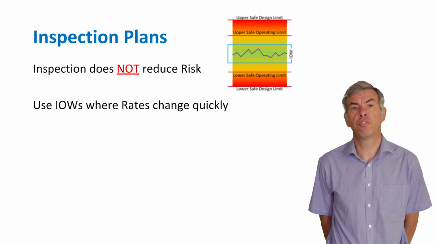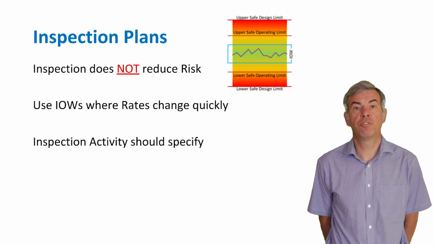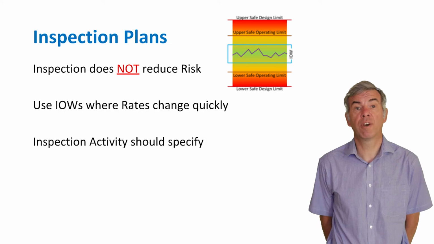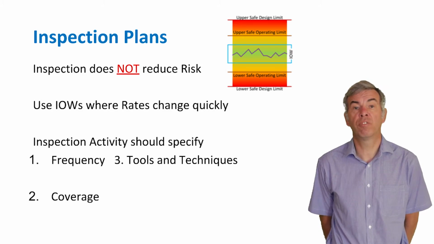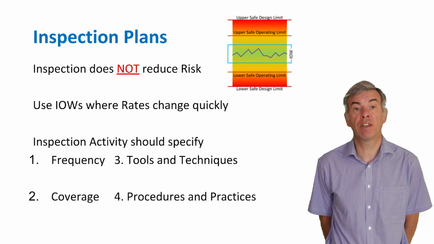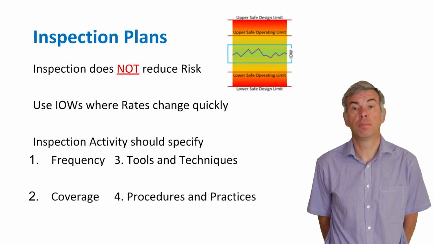We discussed those before. Where risk is driven by probability of failure in particular, there is potential to manage risk through inspection. As I've stated before, an inspection activity should be developed which considers the following factors: the frequency of the inspection, the coverage or areas of equipment that should be inspected, the tools and techniques required to be cost effective, and lastly, the procedures and practices to ensure that these techniques are executed effectively with qualified people.